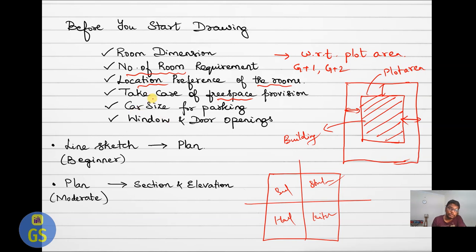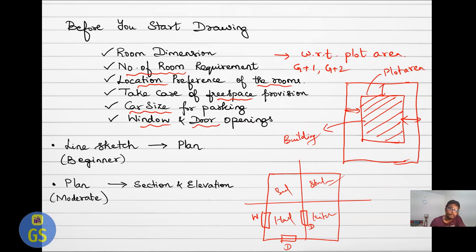The next part you should know about is car size, as I discussed. So what should be the car size? And further, the number of windows and number of door openings. In a particular hall or part, where you're going to keep a window and where you're going to plan a door. These are the ideas which you need to draft.